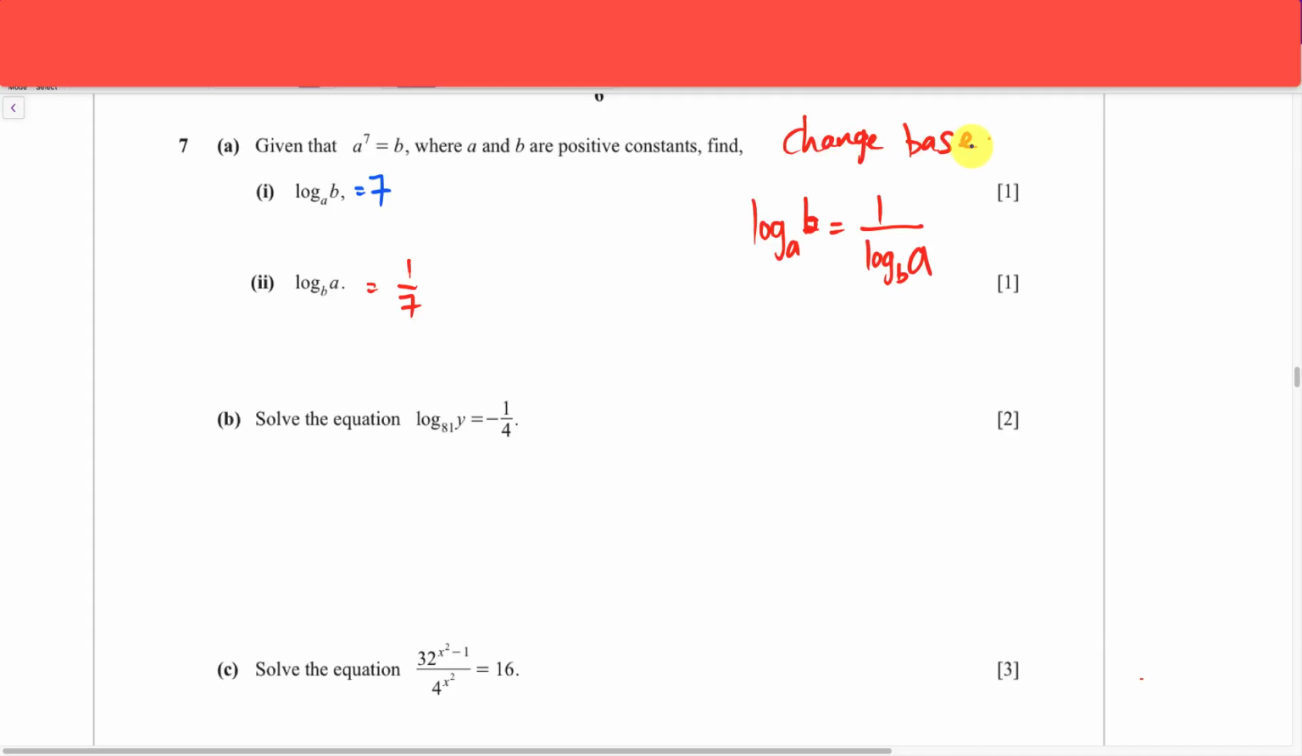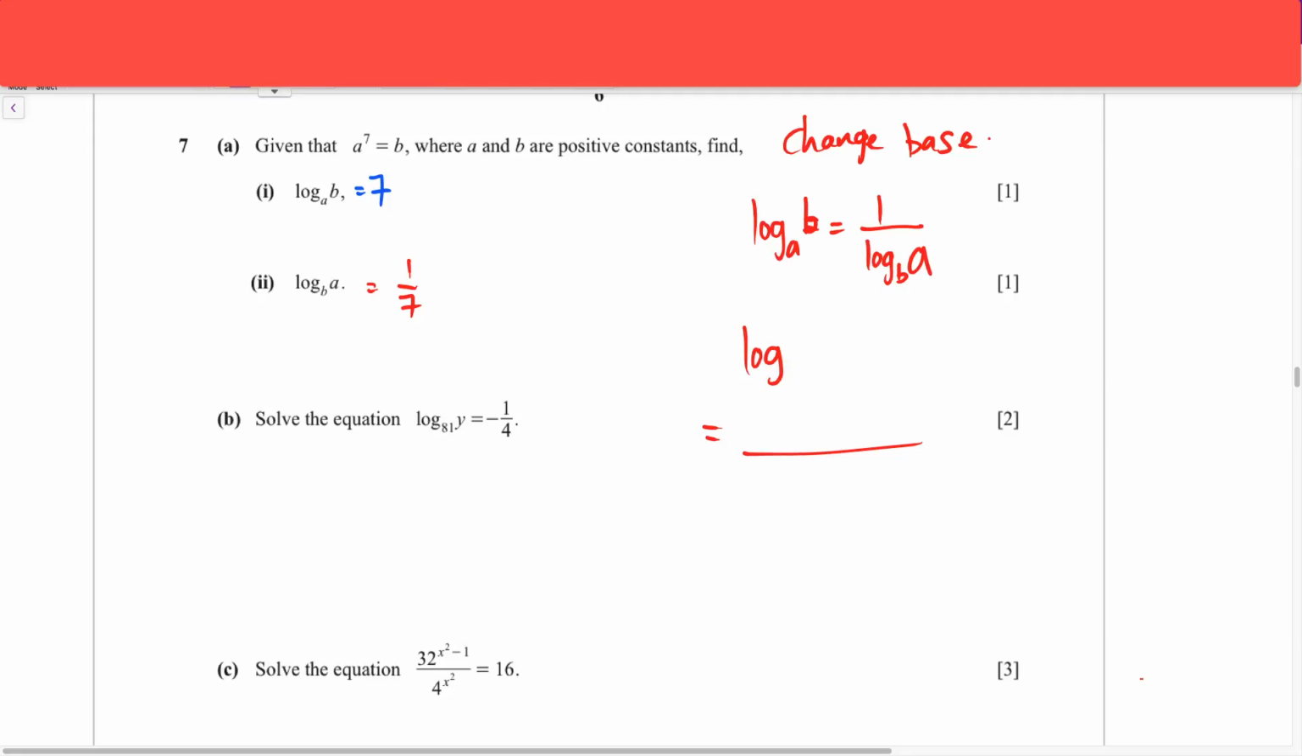If you do not know about this rule, what you can do is change the base by yourself. Now you have log_b a, right? So what I want to do now is change it, now you have log_a b.